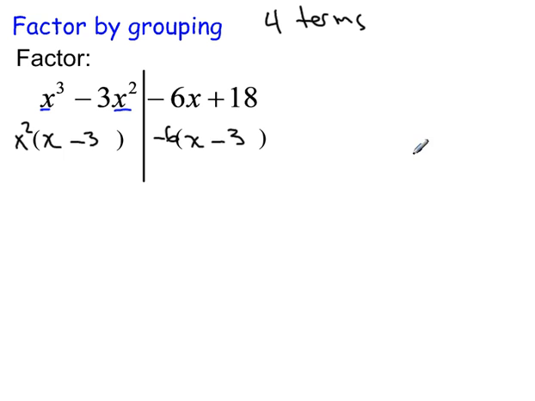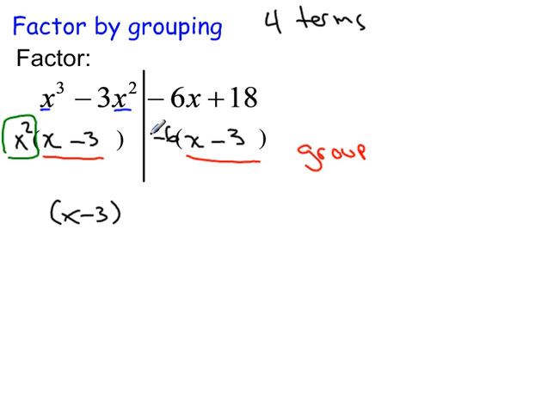Now, what you will do is you're going to group. Here's what I mean by that. The x minus 3 and the x minus 3, that just becomes one set of parentheses as x minus 3. And the x squared and the minus 6, the coefficients of the parentheses, you'll join together in a set of parentheses. So you get x squared minus 6. That's the final answer.